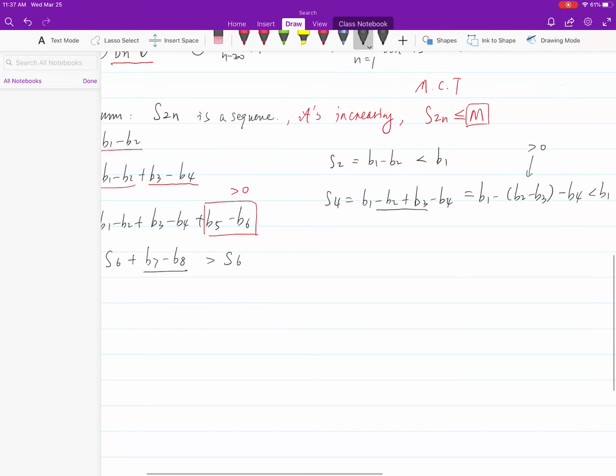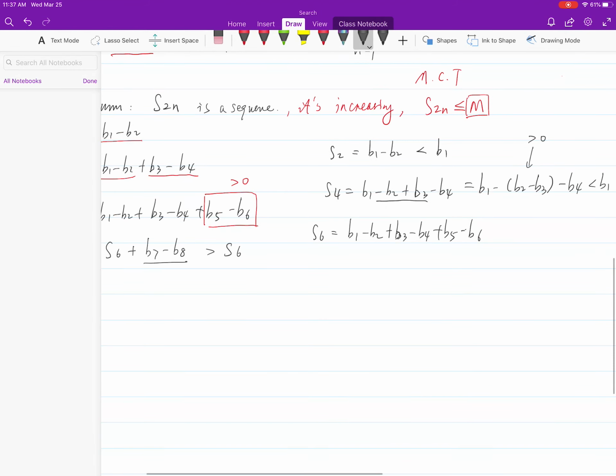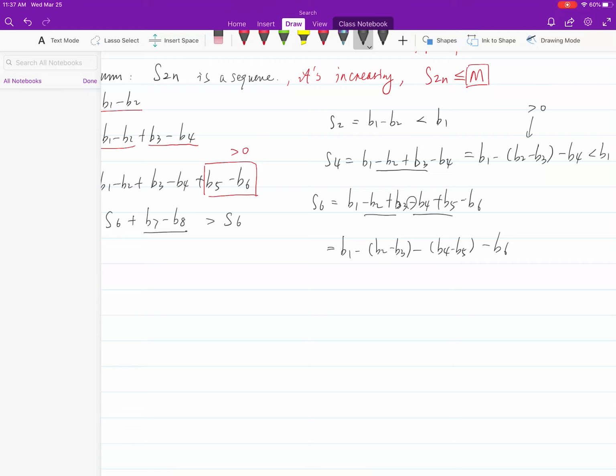Makes sense, right? Okay. What about S6? S6 is B1 minus B2 plus B3 minus B4 plus B5 minus B6. Again, group this together, group these together. It's going to be B1 minus B2 minus B3 minus B4 minus B5 minus B6. By algebra, you put a negative here, just flip both signs. Same trick, positive, positive, positive. B1 minus 3 positive numbers is going to be less than B1.